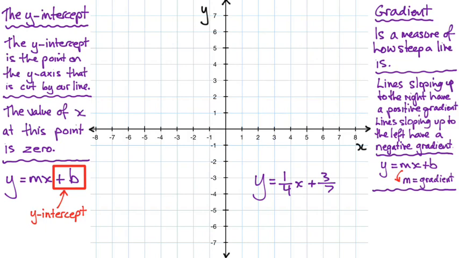In this one, we've got a quarter x. Now, they don't have to be whole numbers, so in this case, m, the slope of our line, would be 1/4.